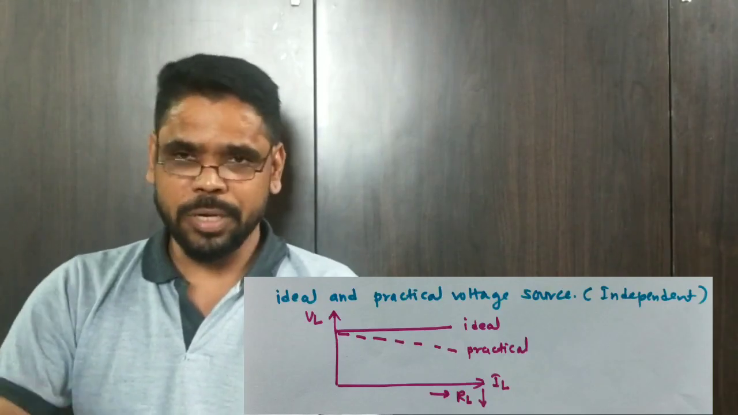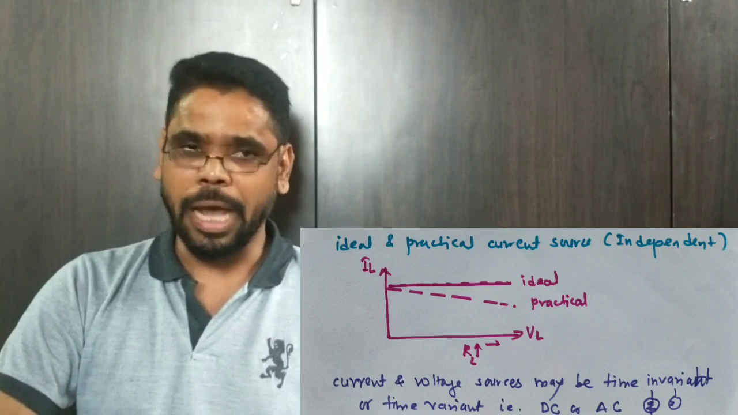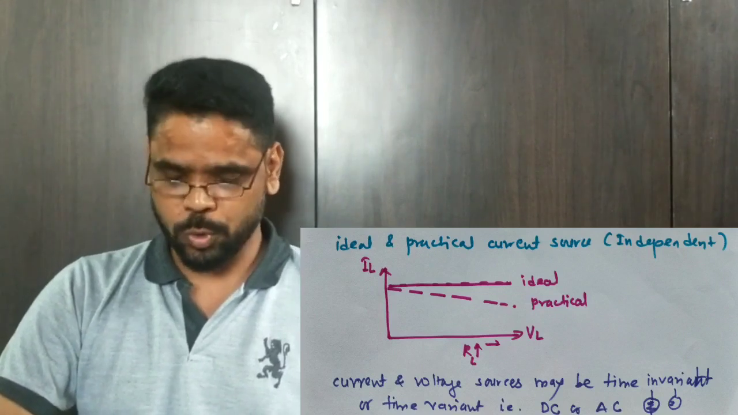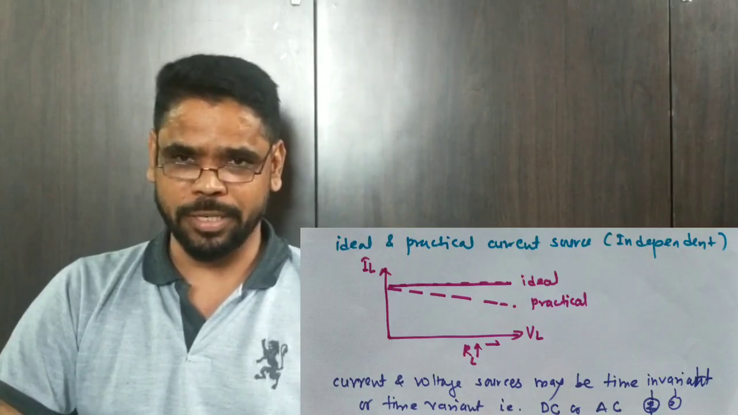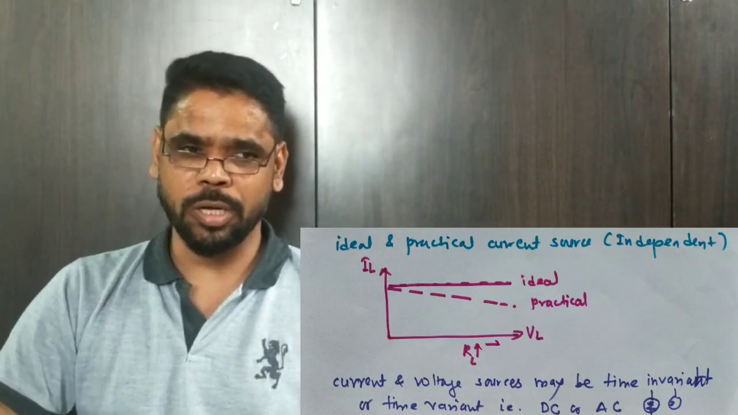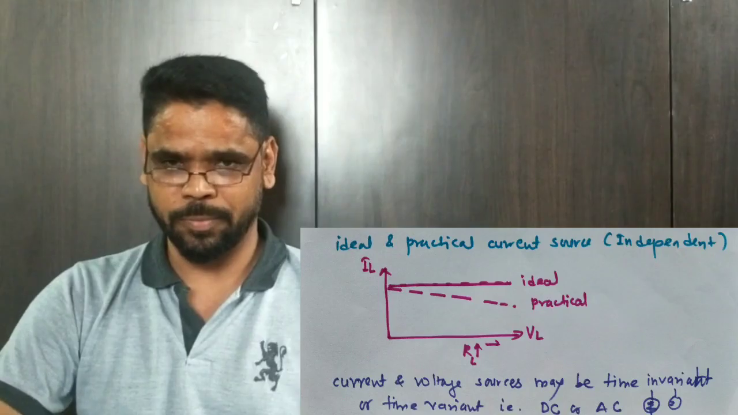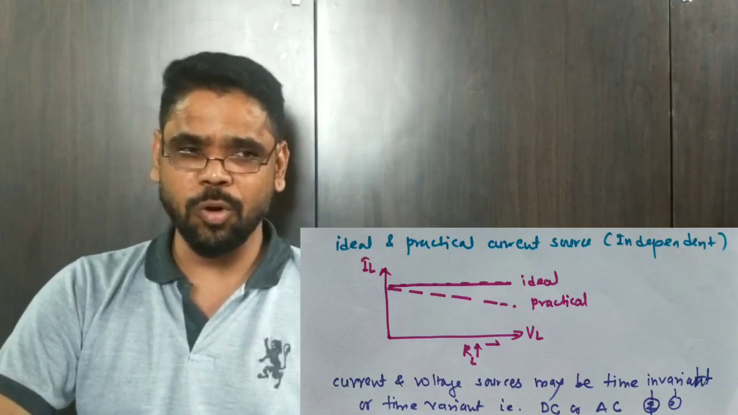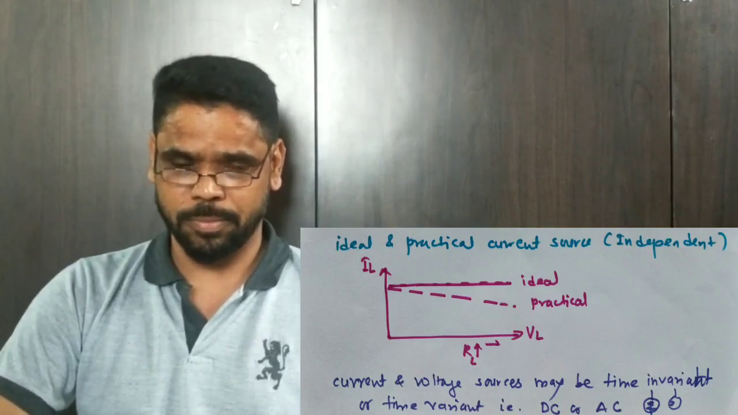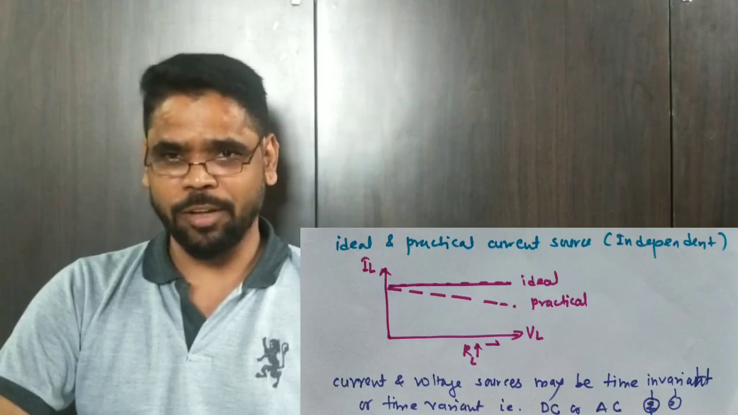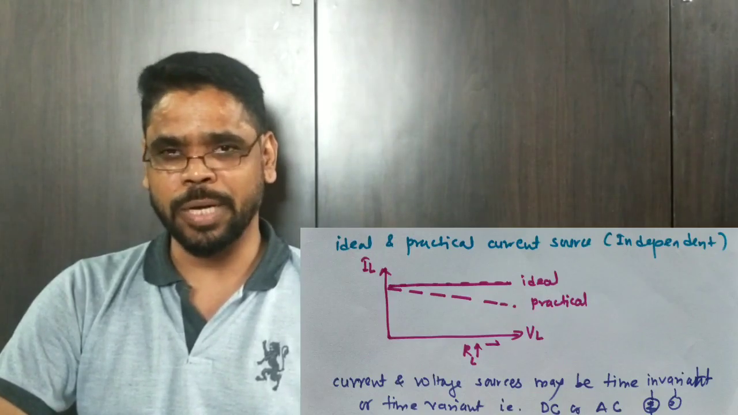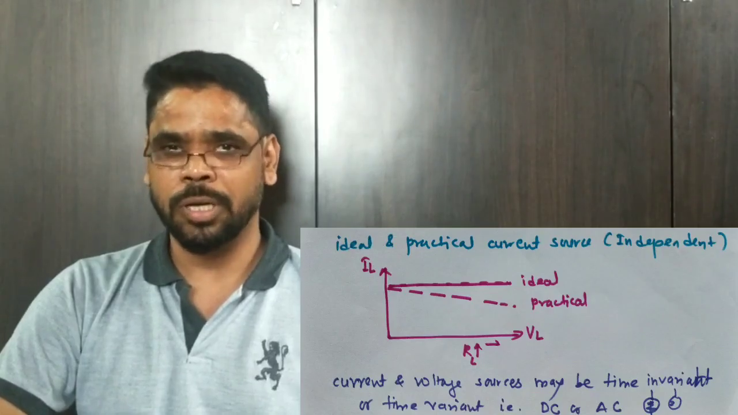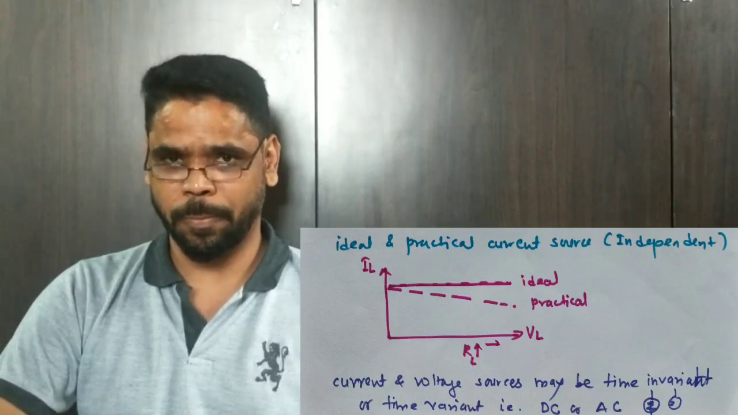Similarly, we will have a discussion on the independent current source. The ideal current source will always maintain a constant current passing through it, irrespective of the load resistance connected across it. With the increase in load resistance, the voltage across it increases, but the current given by the source always remains constant for an ideal current source.